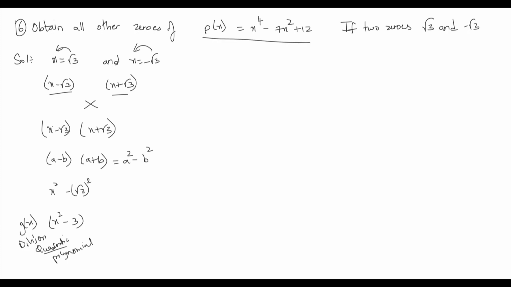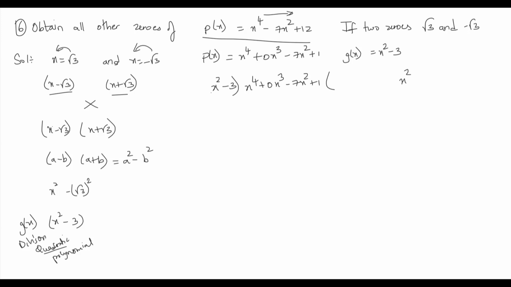This is our p of x. When you see the p of x, what you have to check first is the decreasing order of power. Yes, it is in decreasing order, but there is a term missing. So p of x will be equal to x power 4 plus 0x cube minus 7x square plus 12, since x cube is the missing term. And g of x is what we have found, that is x square minus 3. Hence divide x power 4 plus 0x cube minus 7x square plus 12 by x square minus 3.